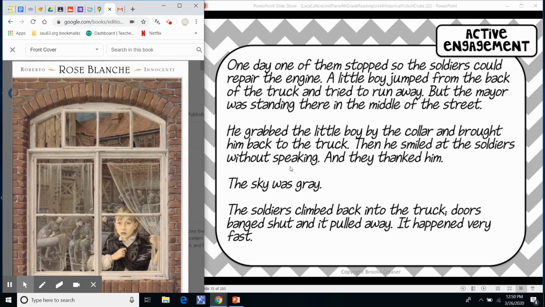That war is getting closer. Some of you are probably thinking soldiers are in the street, and you would be right. Some of you are noticing even the color of the sky. The sky was gray. That was done intentionally to create that image of what the setting is.